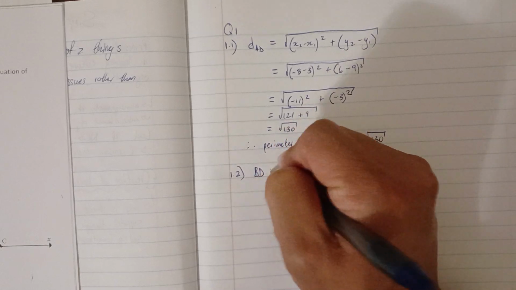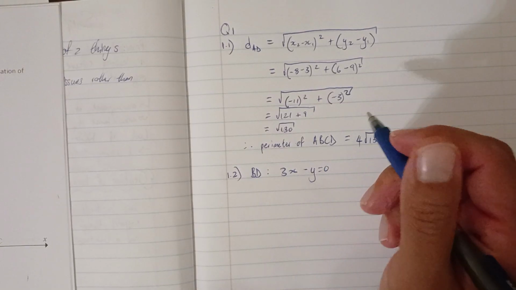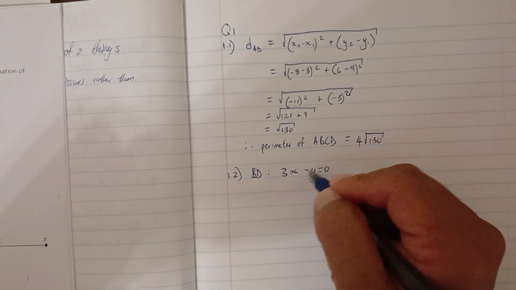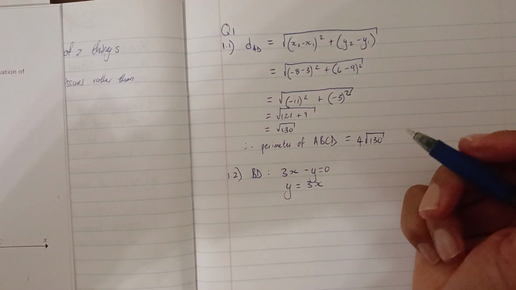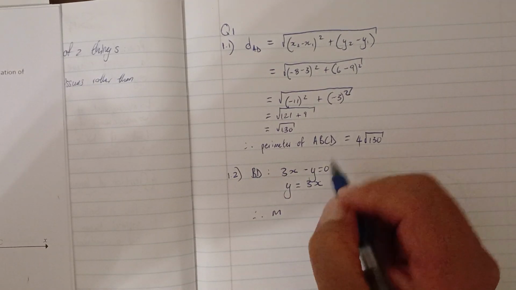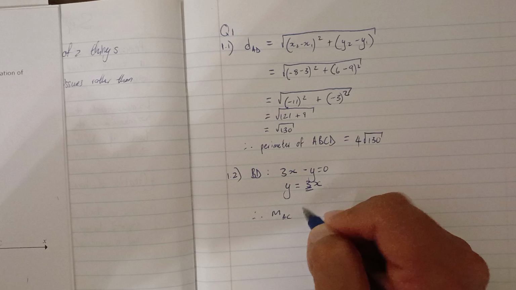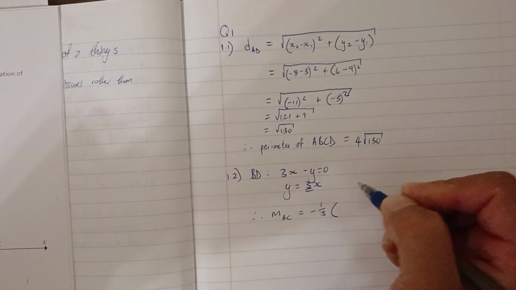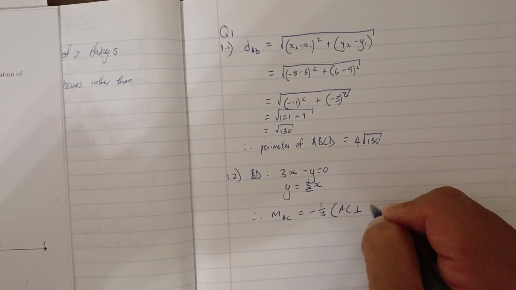Okay, so the starting point is to find the gradient of BD. So I said BD was 3x minus y is equal to 0. Now I'm going to make y the subject of the formula. So if I were to take y over that side, it would be y is equal to 3x. So therefore, I can see the gradient is 3 there, right? So therefore, the gradient of AC would be equal to negative 1 over 3, because AC is perpendicular to BD.